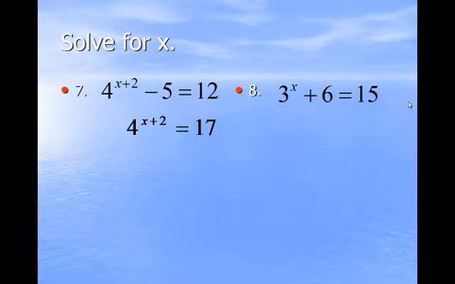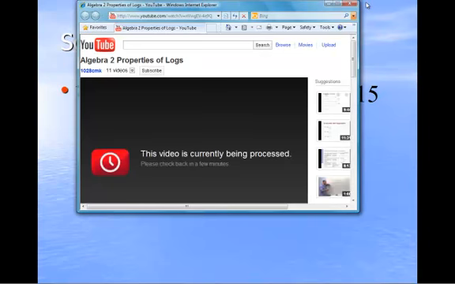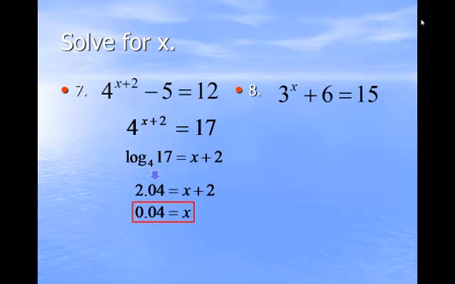What's our base? 4. So we're going to say log base 4. 17 comes next to the left side of the equation. X plus 2 goes to the right side of the equation. Now we're going to take our calculator and we're going to evaluate this logarithm. Log of 17 divided by log of 4. That gives us 2.04. And that's equal to x plus 2, so we're going to subtract 2 from that to get 0.04 for our final answer.